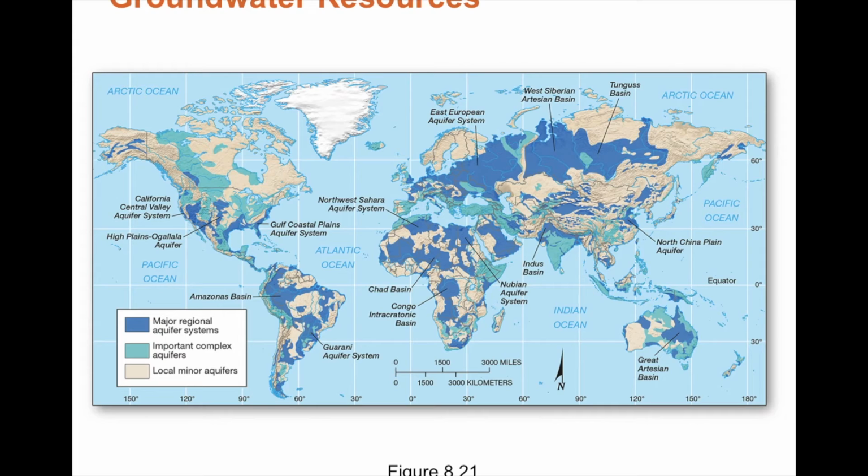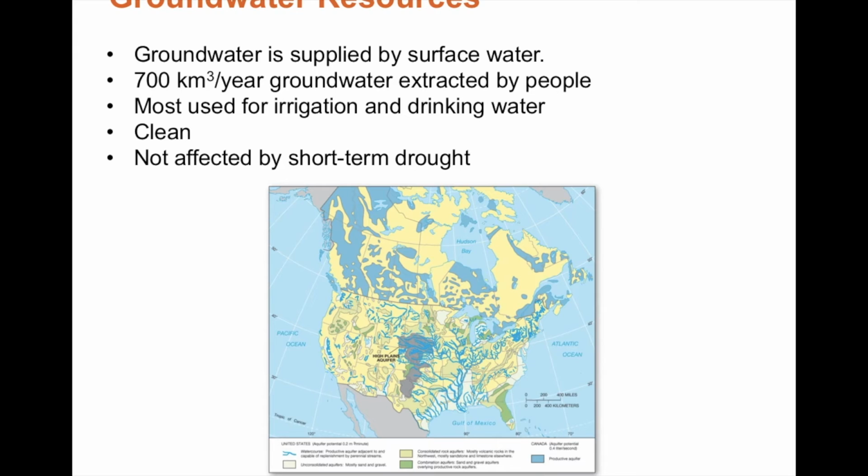Now, groundwater is a resource of water, which is water that is underneath the ground, where you dig wells to access the groundwater table. Groundwater is supplied by surface water that percolates through the soil. Approximately 700 kilometers cubed per year of groundwater is extracted by people. It's mostly used for irrigation and drinking water. It is clean, and it's not affected by short-term drought.